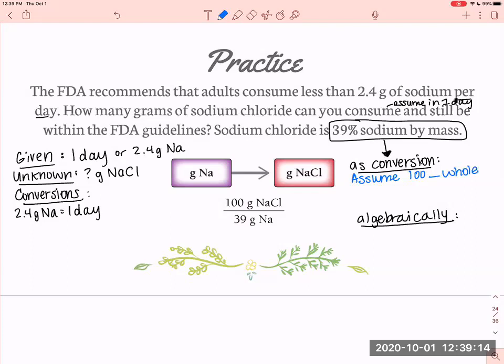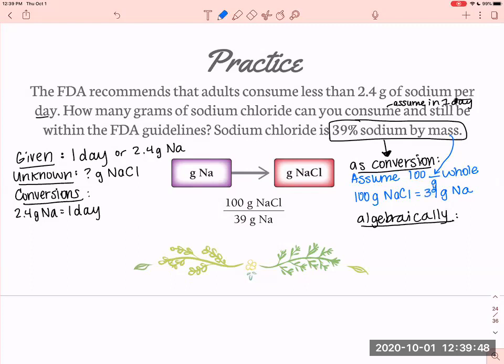So we're just going to throw in the unit here. Because they say mass, we're going to say grams. So if we assume 100 grams of the whole, what is the whole here? The whole is the sodium chloride, the total compound. So 100 grams of sodium chloride. Now, how many grams of sodium would that be? It's going to be some number of grams of sodium. Well, if we have 100, what's 39% of 100? 39% of 100 is 39.